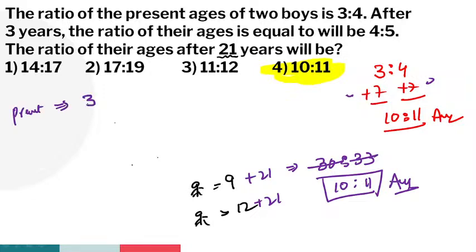The present age ratio is how much? 3:4. After 3 years age ratio is how much? 4:5. Just observe clearly here. So present A is how many parts? 3 parts. After 3 years A is how many parts? 4 parts.